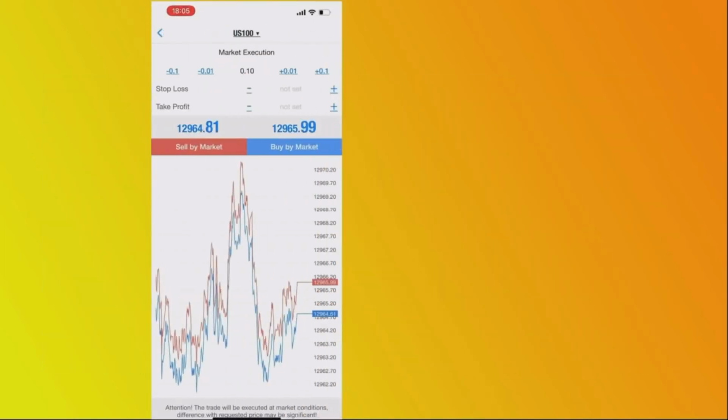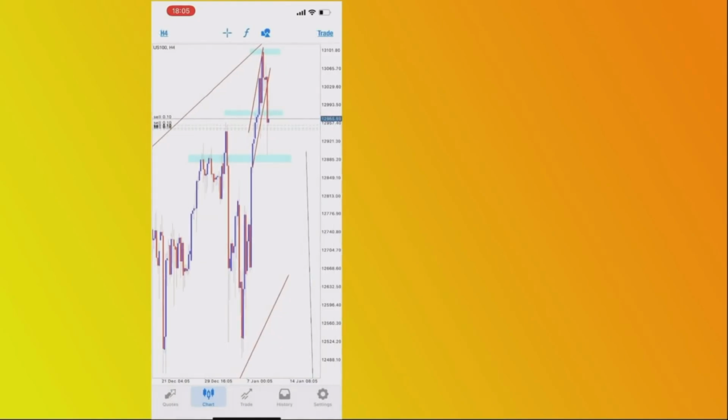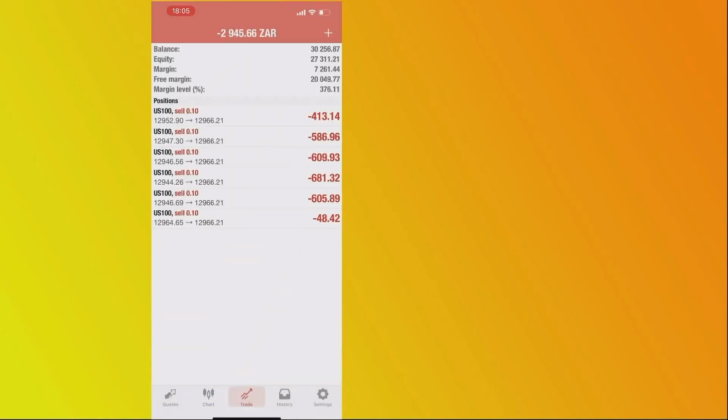So let me enter more sells. I'm still using proper risk management even when I'm scalping. Anyways, guys, let's step away from the market. We'll come back later.